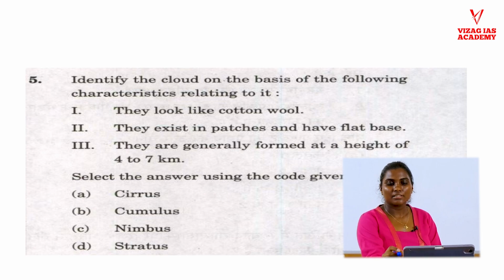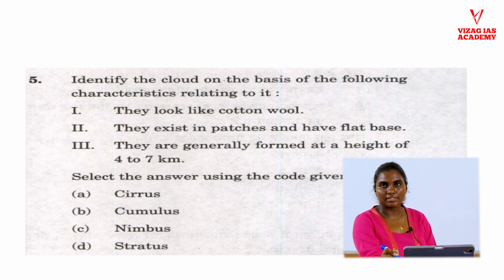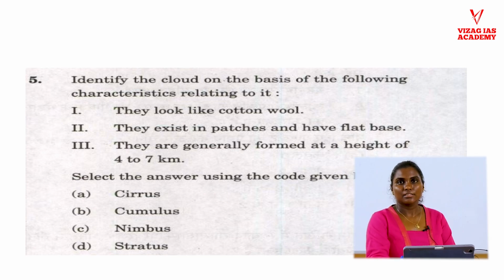The first statement is, they look like cotton wool. The second statement is, they exist in patches and have a flat base. The third statement is, they are generally formed at the height of 4 to 7 kilometers. And they gave the options: cirrus, cumulus, nimbus and stratus.